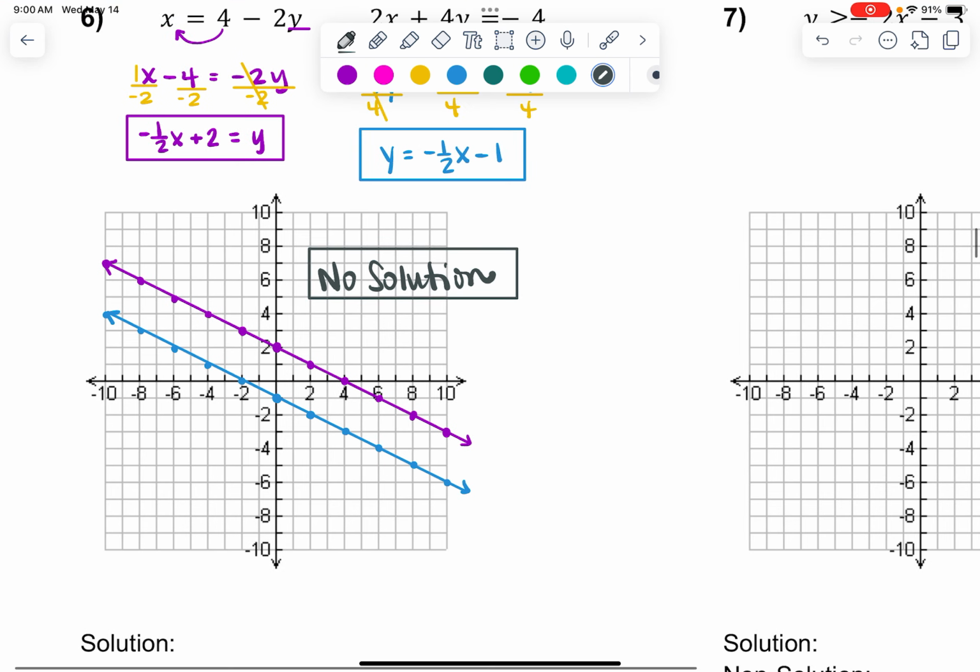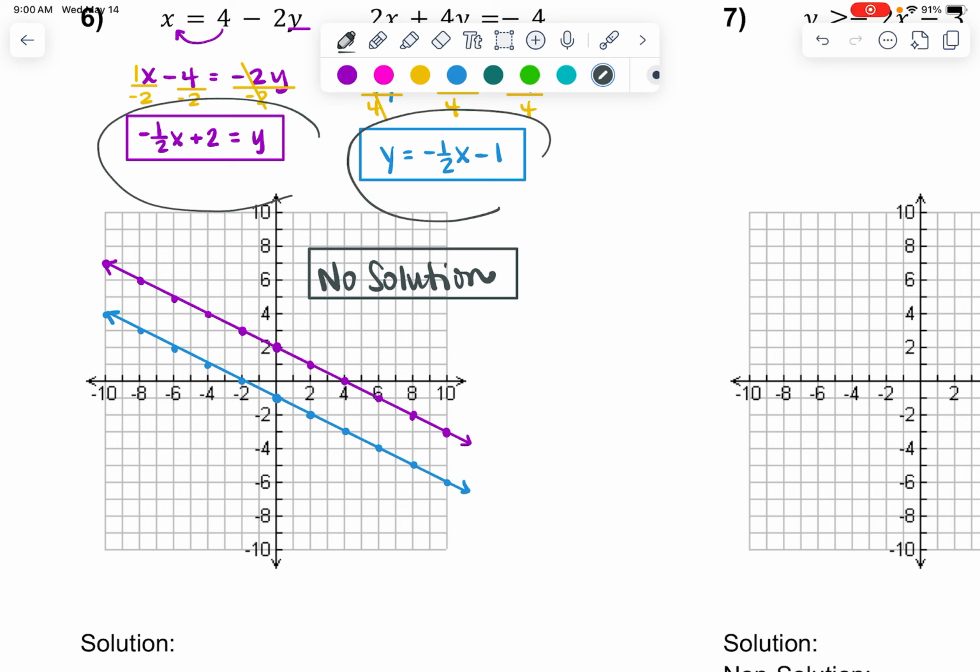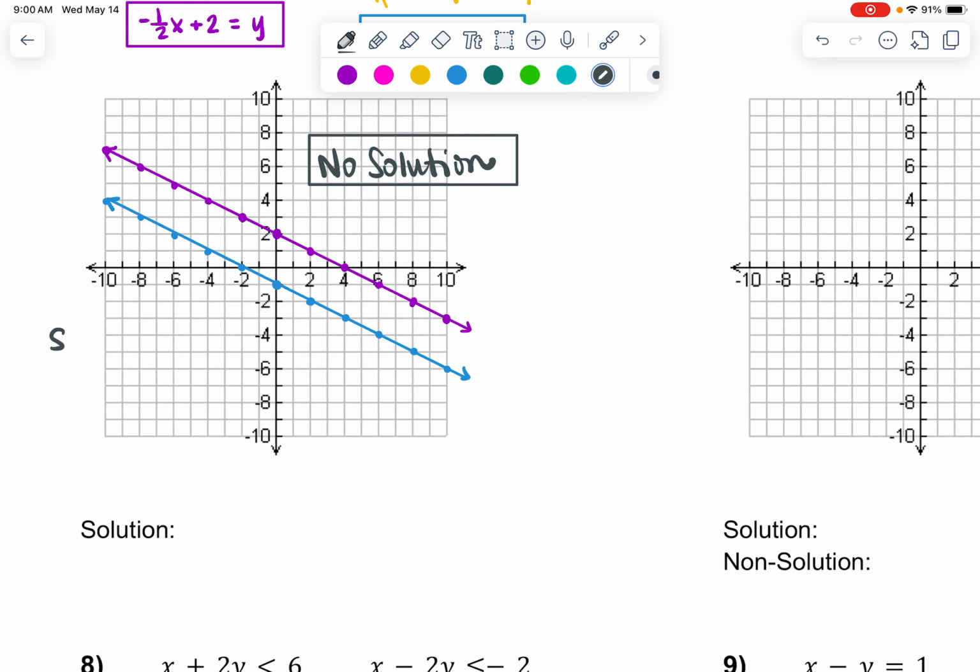Right? And again, I knew that going in because after I put these in y equals mx plus b form, I could see that they have the same slope, right? And same slope means parallel lines. I'll write that little note here. Same slope equals parallel lines.